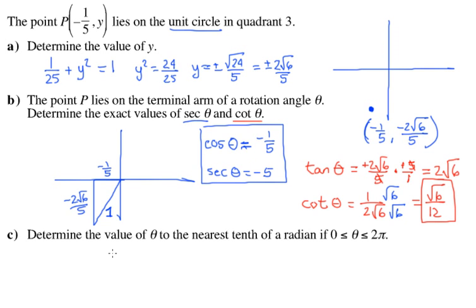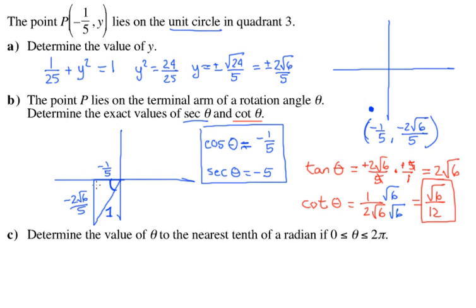And finally, determine the value of theta to the nearest tenth of a radian. Okay, well, we need to get a reference angle off of here. This is not any special triangle that I recognize, and so we need the calculator's help here. You have a choice. You can either do the inverse cosine of 1/5, or you can do the inverse sine of 2 root 6 over 5. I'm going to do the 1/5. It's much simpler. So inverse cosine of 0.2. That tells me the reference angle here is 78. Oh, curses, I did that in degrees.